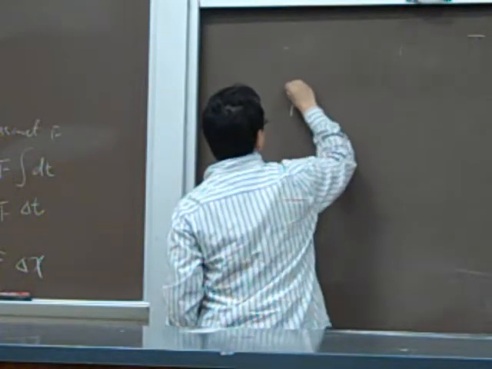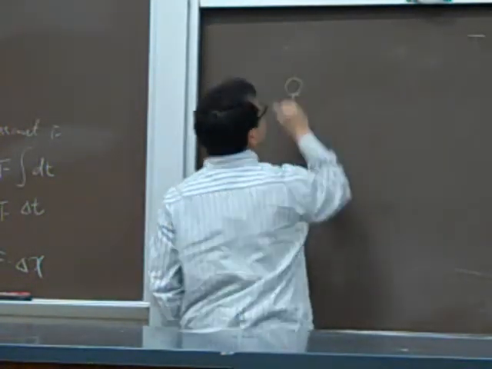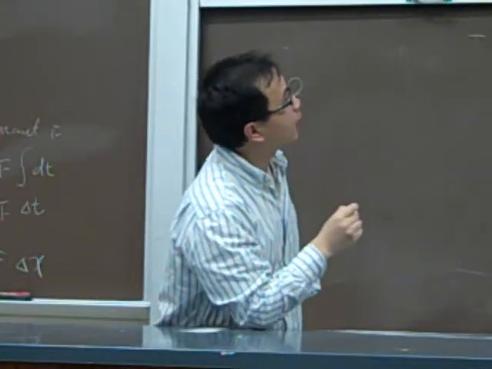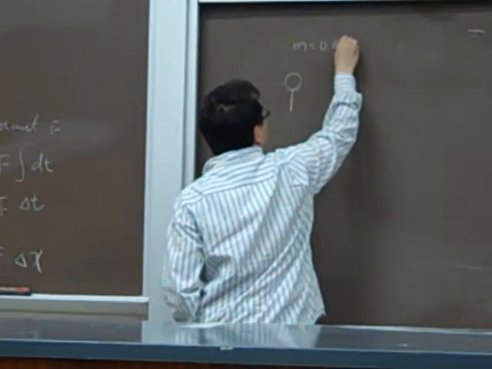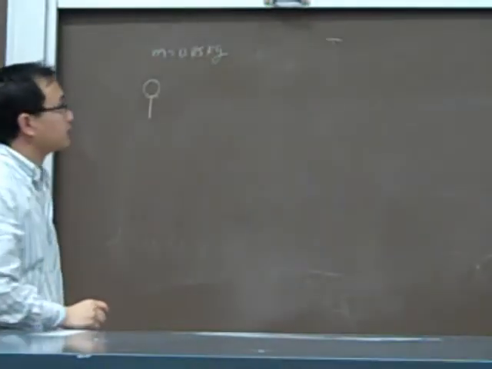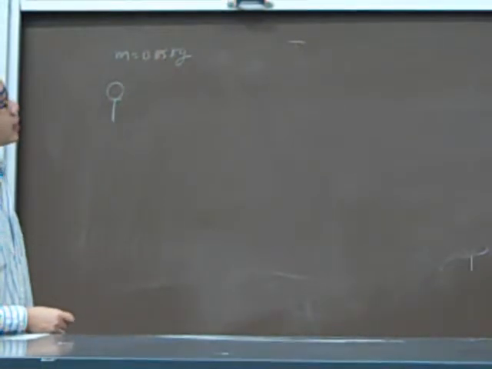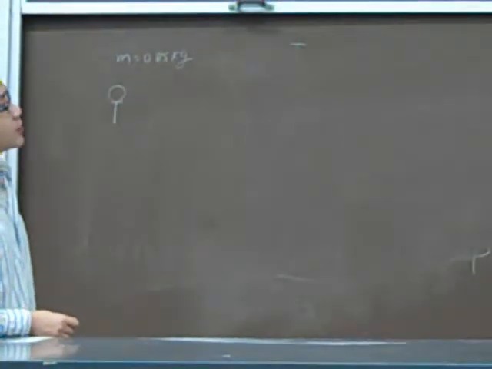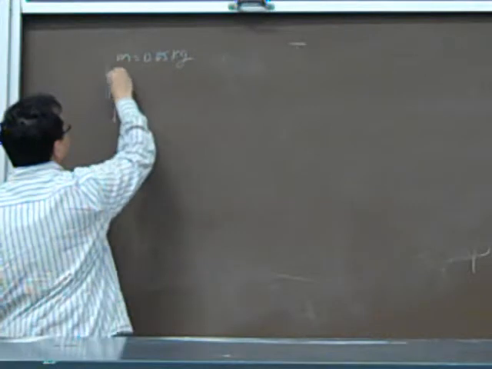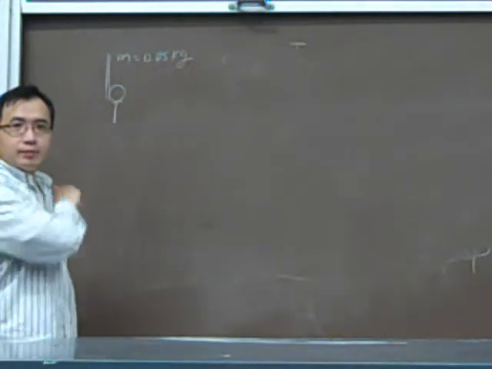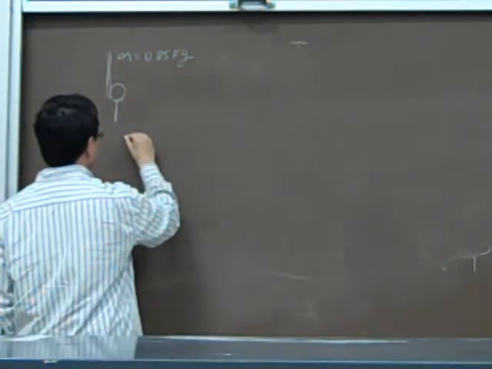So something like this, you have a golf ball here, and it's 0.05 kilogram. Okay, and if you hit it and give it some speed, 40 meters per second. So you first hit it here with the club, and then it will acquire some velocity.